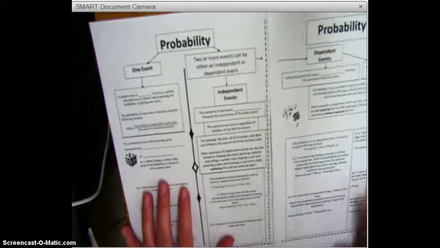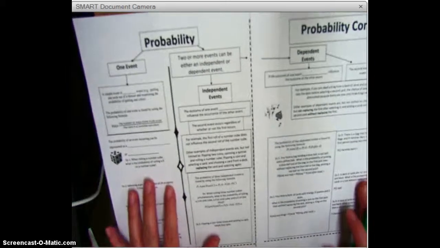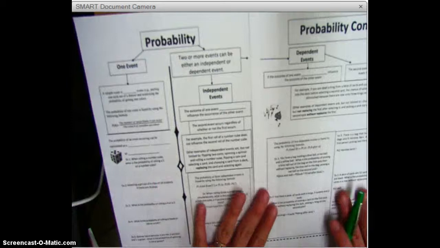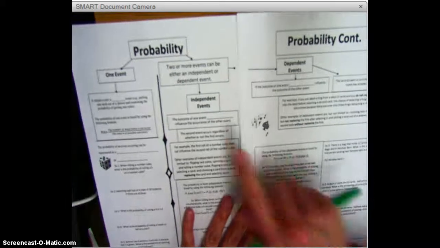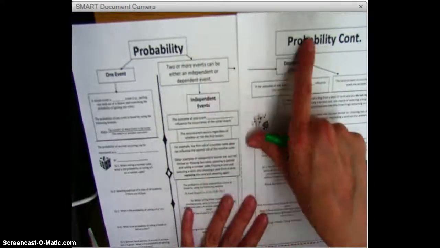So these two pages of notes go together. Make sure that when you glue them into your notebook, you glue them one on the left side and one on the right side. This is probability, and this is the continuation.